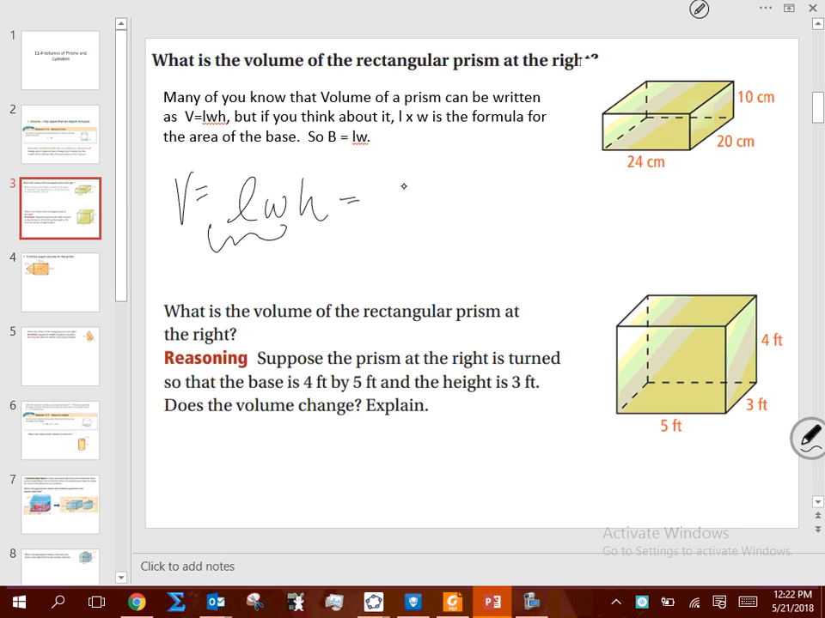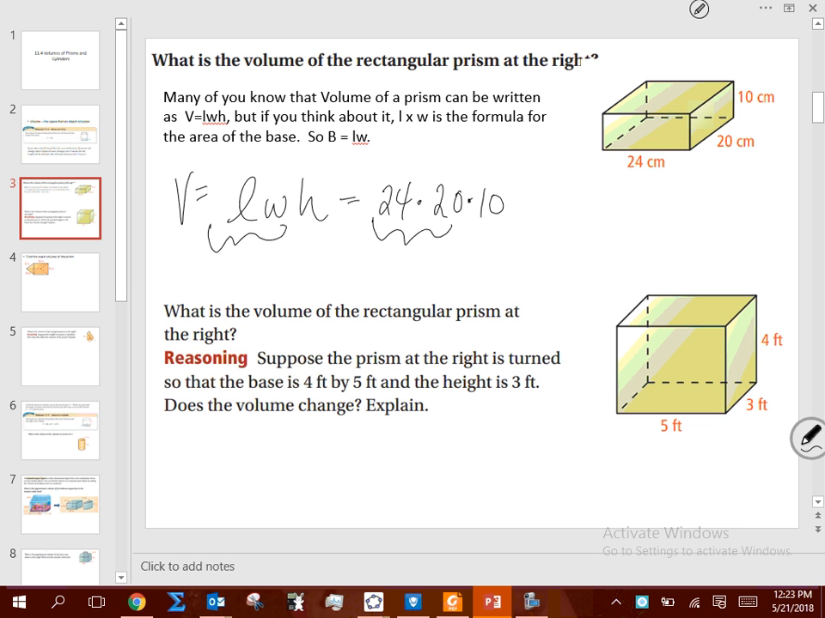I can go 24 times 20 times 10, right? Okay. So maybe doing that, if that's L and W, I've said the bottom is my base, right? But because of the associative property, commutative property of multiplication, I could take 24 and 10, put those next to each other, and then that surface closest to us would be the base. Does that make sense? So it doesn't really matter.